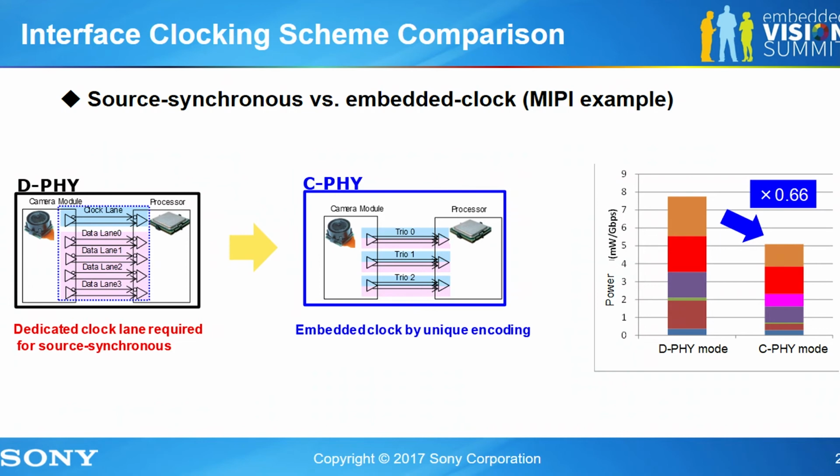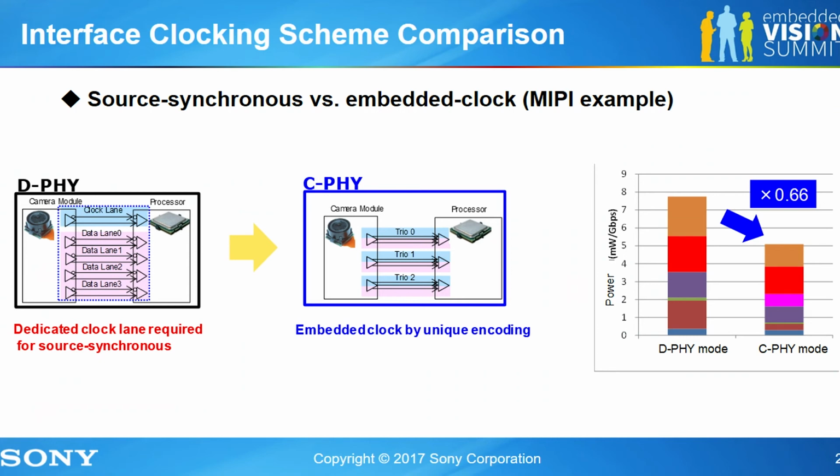Another point is the clocking scheme, like source synchronous or embedded clock. It's maybe famous. Again, this is the MIPI case. We have two types of scheme, D-PHY and C-PHY. Of course, with source synchronous, we need to have a dedicated clock lane, but with embedded clock we don't need to have one.